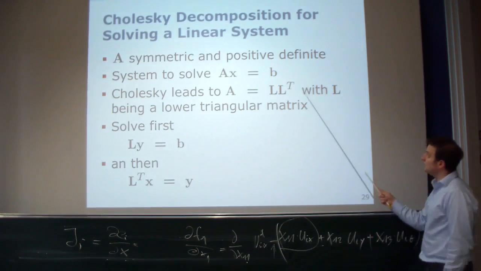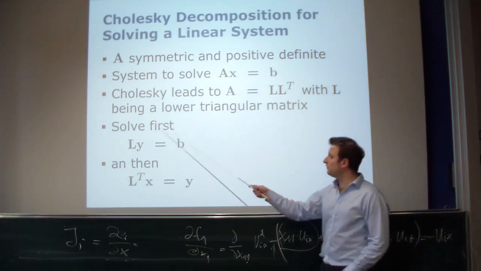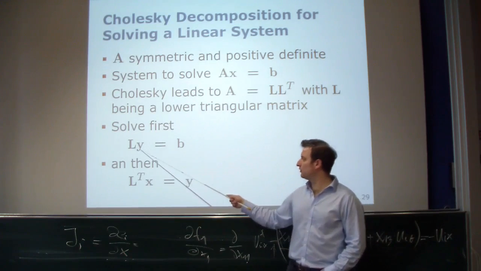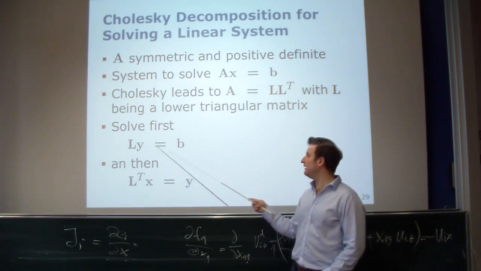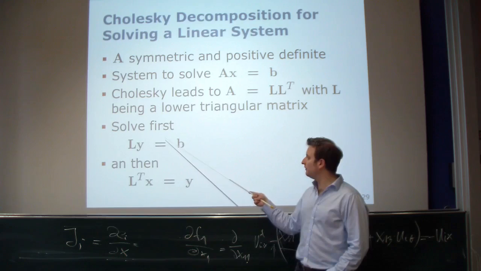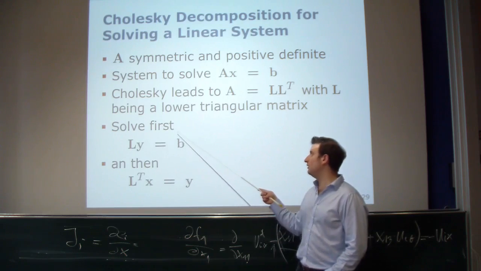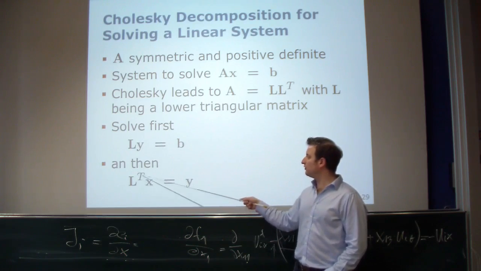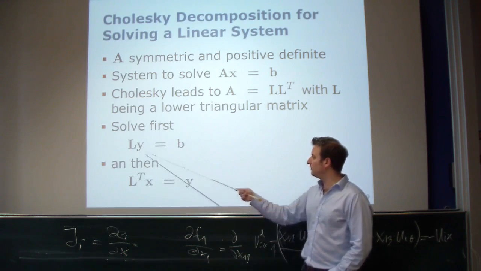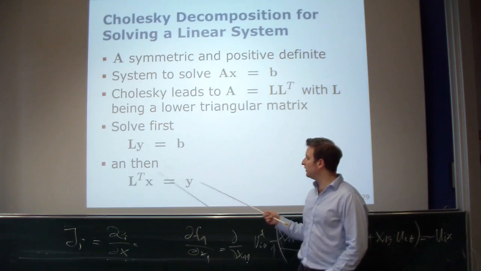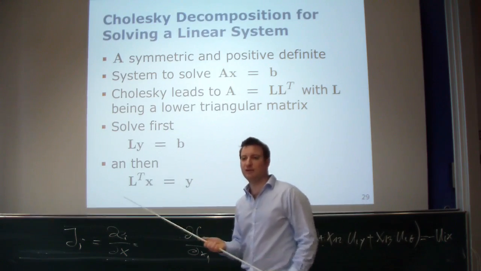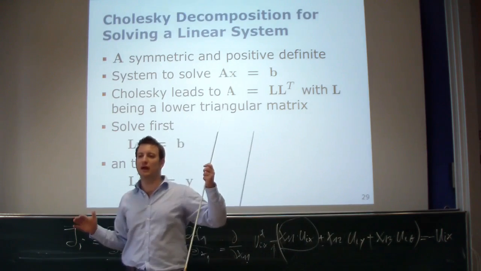Okay, what I can do then is first solve the equation Ly equals b towards y, so that I have y equals L to the power of minus 1 b. And then solve L transpose x equals y, just by replacing that. If I do that, since L is a lower triangular matrix, it's very easy to do.